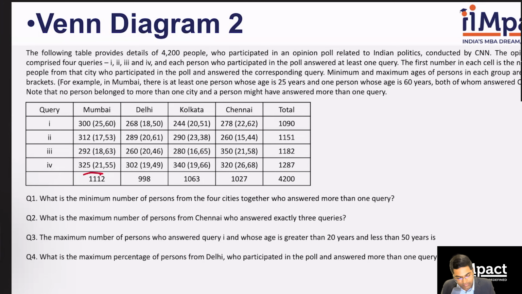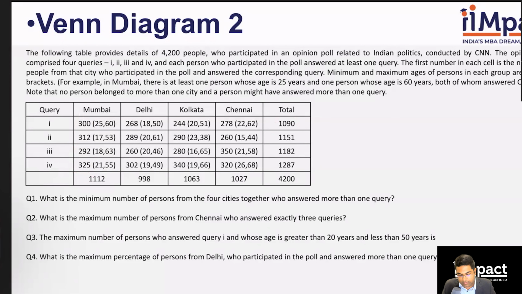Guys, can you tell me what 1112 over here denotes? 1112 basically tells me how many people from Mumbai have voted. Correct? And the numbers in the column, 300, 312, 292, and 325, tell me the number of people who have voted query 1, query 2, query 3, and query 4. And since we already know there could be more than one query answered by one person, these numbers tell me the number of times query 1 has been answered, and so on and so forth. So table reading is pretty clear, I hope.